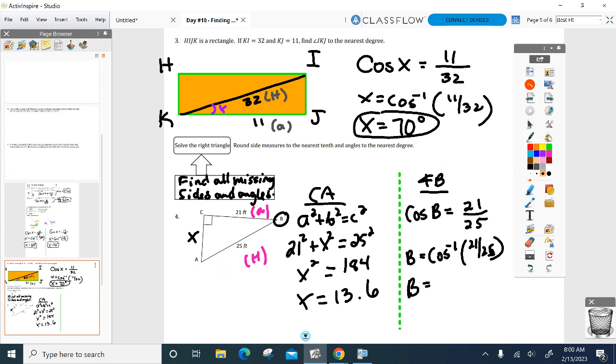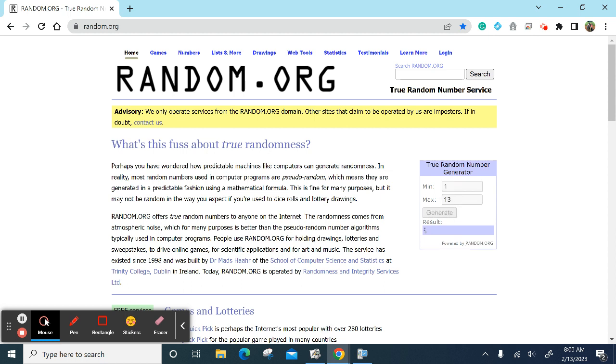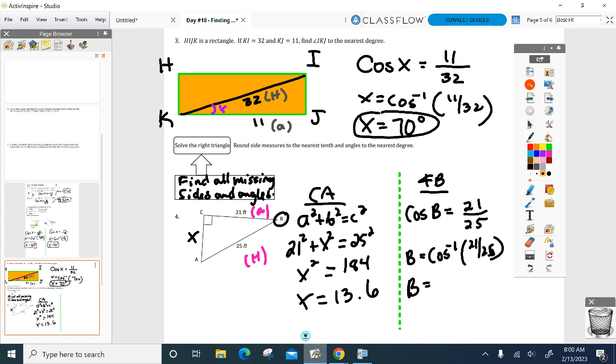And we're rounding to the nearest degree, it looks like, for angles. When you're ready, angle B. Good, 33 degrees. We're okay?